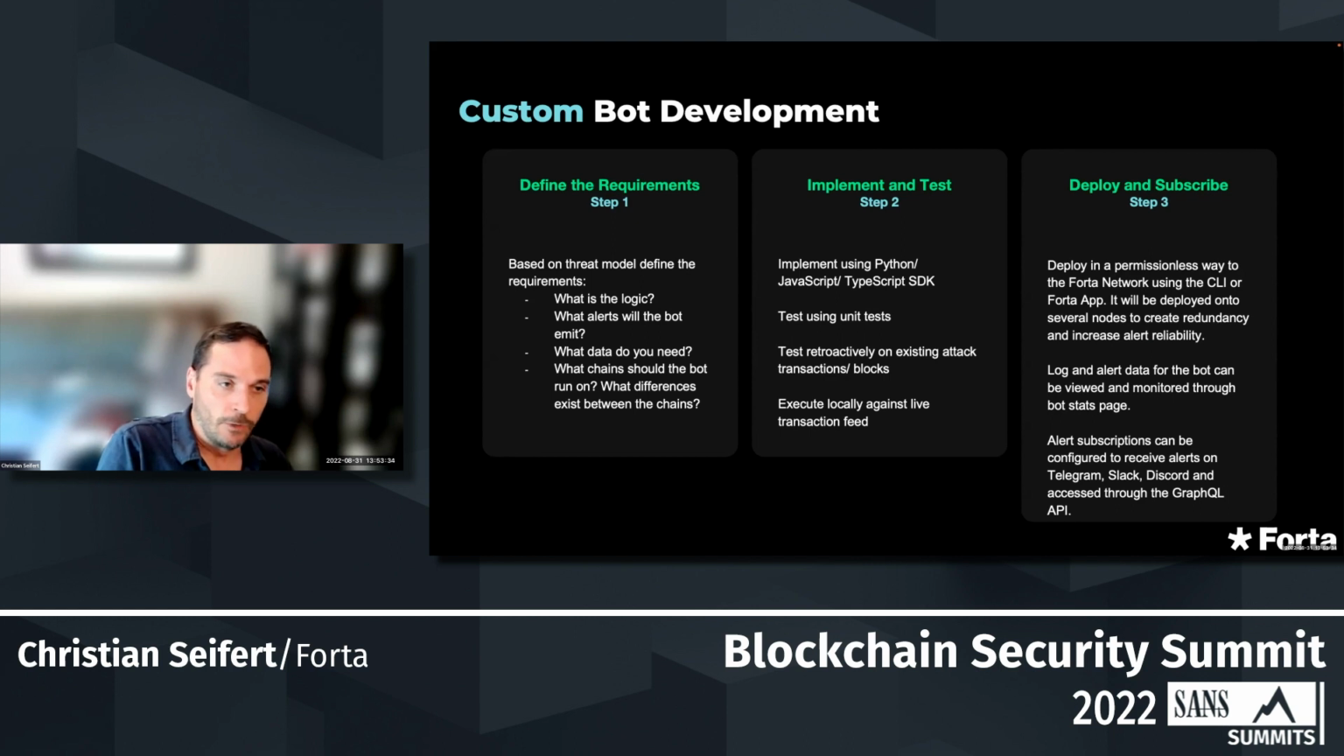For custom bot development, you need to define the requirements: what is the logic of the bot, what alerts will the bot emit, what data do you need? As I mentioned, as transactions and blocks get forwarded by the scanner to the bot, you of course have that data, but maybe there is some external data that you need to utilize. So if I think about a Flashbots detection bot, you need to query the Flashbots interface in order to determine whether a particular transaction was actually submitted through Flashbots. What chains should the bot run on? This is particularly important if you're hard coding particular addresses that may be different from chain to chain.